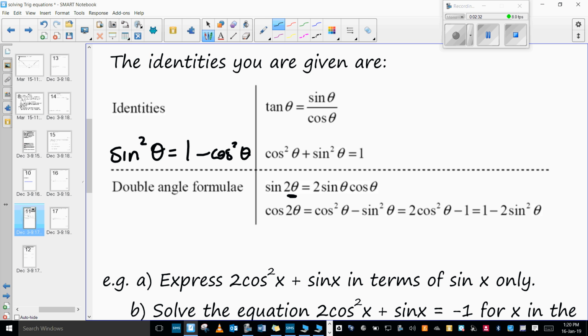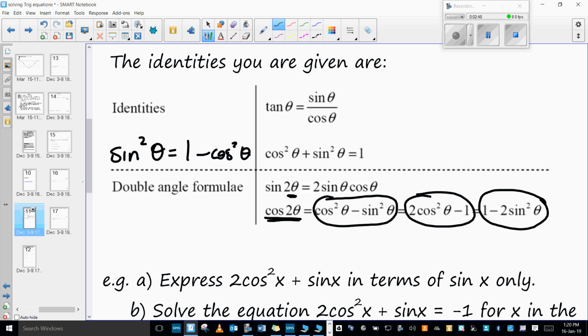Now, this one, the cos 2 theta, we've actually got 3 different options. We've got this option, or this option, or this option. All right? Now, you're not going to use all 3 of them. You're going to pick one. You're going to choose the best one. So just be aware. They've saved space by writing them all in the same line, but you're only going to use one of them. Okay? Right. So let's go through an example.